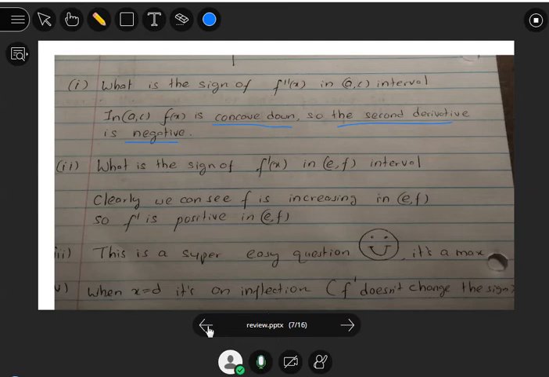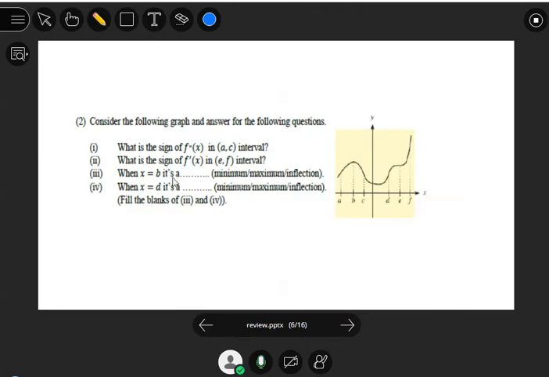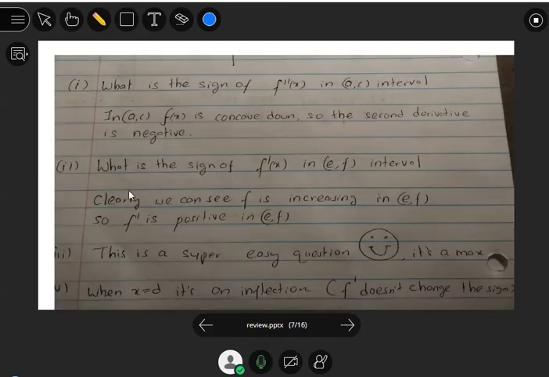And for the second part it is asking what is the sign of f prime in the EF interval. So this is the EF interval. You can see in this interval this function is increasing. Function is increasing means the first derivative is positive. So here the sign is positive. As it is increasing, we can say clearly that in this interval the sign of the first derivative is positive.